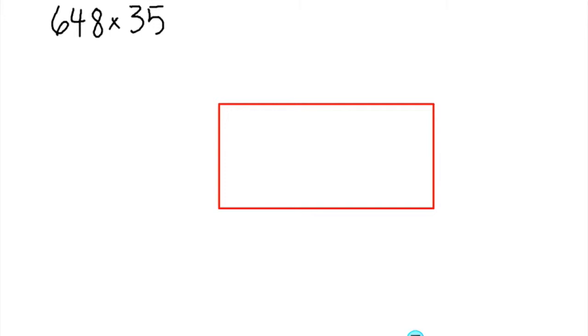Start by decomposing 35. That one's pretty easy. Probably going to go with 30 plus 5. Now for 648, you need to decide, do you want to go with 600 plus 40 plus 8? The only issue I have there is if you're not very proficient with your 8s, your times tables, as far as your 8s are concerned.